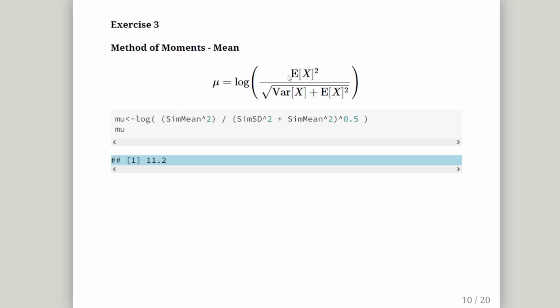So the expected value of X, to be squared, what we are going to use for that is the simulated mean squared. The variance is taken as sim SD squared, the variance, plus the sim mean, and get the square root of that. And we divide this by this, get our fraction, and then just get the logarithm of that. So our mu is 11.2.